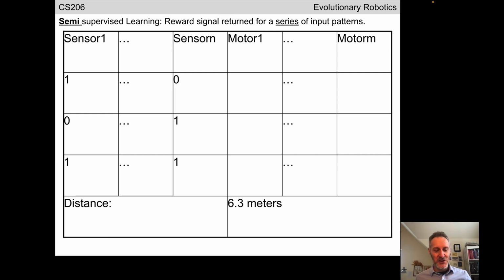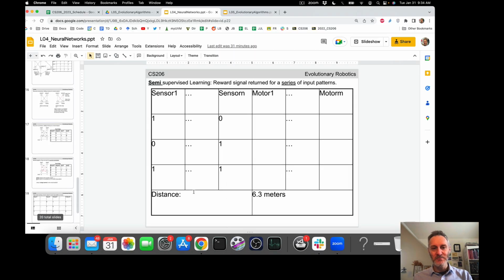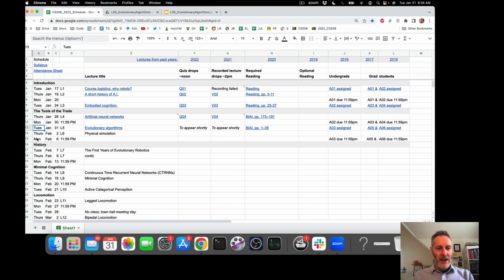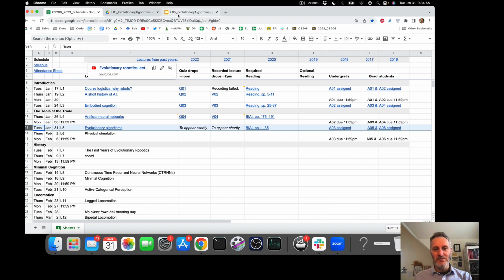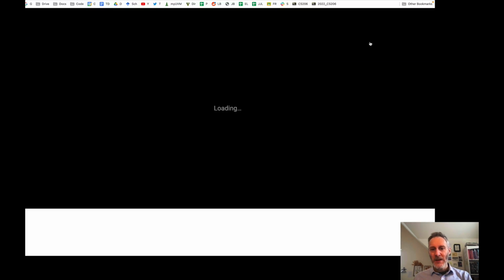That completes our discussion of artificial neural networks. Obviously, neural networks is a massive and fascinating subject in and of its own right. We don't have time in this class to go into all the details. I've tried to just touch on some of the aspects of neural networks that'll be relevant for us in this class. Okay. Moving on, we're going to talk about a different tool of the trade now, which is evolutionary algorithms.